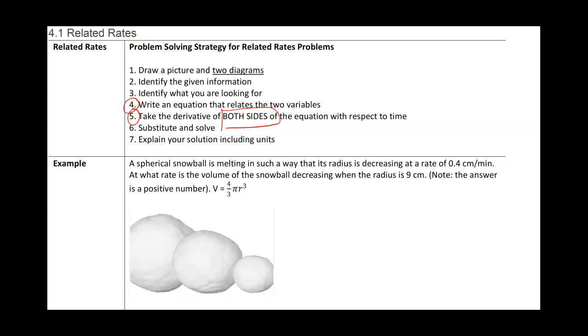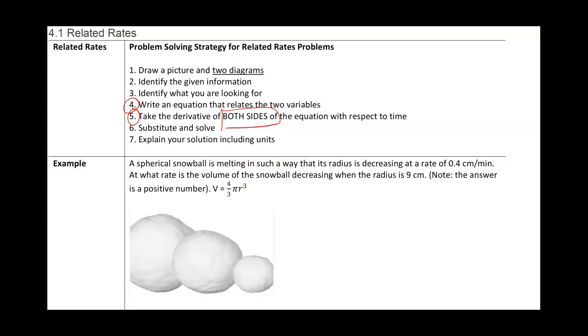You have a spherical snowball that is melting in such a way that its radius is decreasing at a rate of 0.4 centimeters per minute. At what rate is the volume of the snowball decreasing when the radius is 9 centimeters? As we saw in the balloon, as the volume decreases, so does the radius, and the rate at which the volume decreases is related to the rate at which the radius decreases. So what we want to know is, for the snowball, when the radius is 9 centimeters, at what rate is the volume of the snowball decreasing?